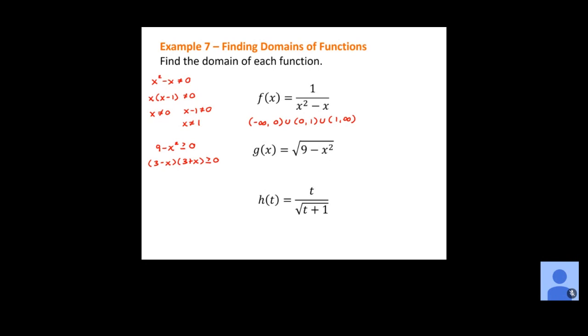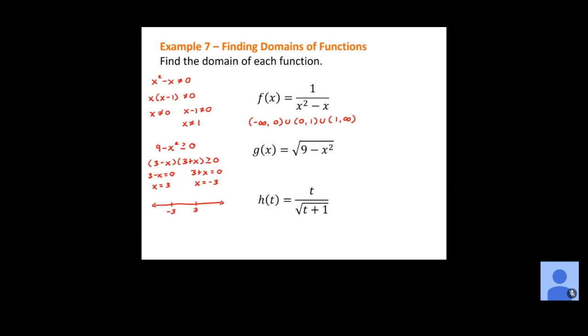At that point, thinking back to our inequalities from Unit 1, we're going to set each one of these equal to 0. So 3 minus x equals 0, 3 plus x equals 0. I'm going to get the values here. That's going to be x equals 3 or x equals negative 3. And then I'm going to create my number line. Negative 3 is the smaller value, positive 3 is the larger value.